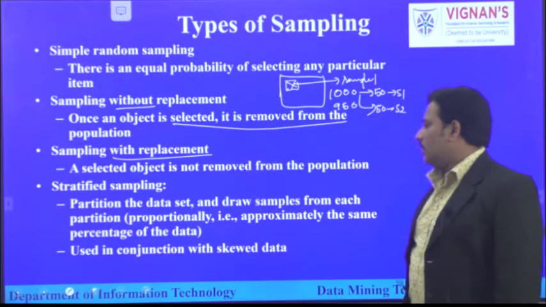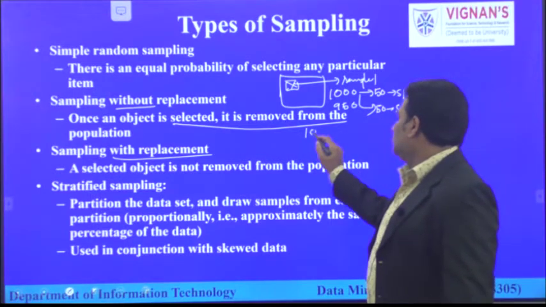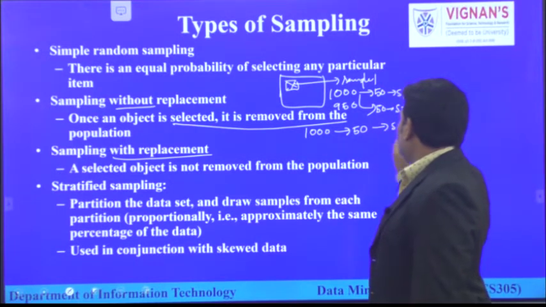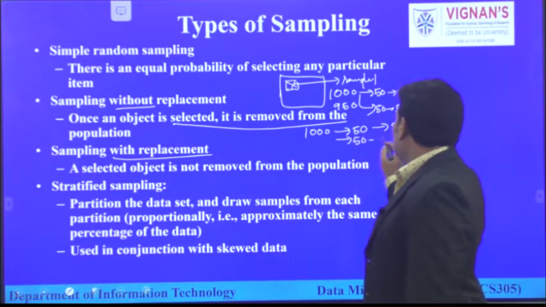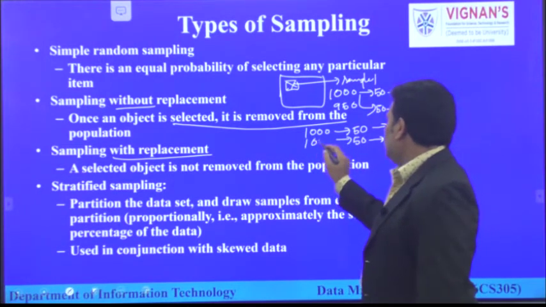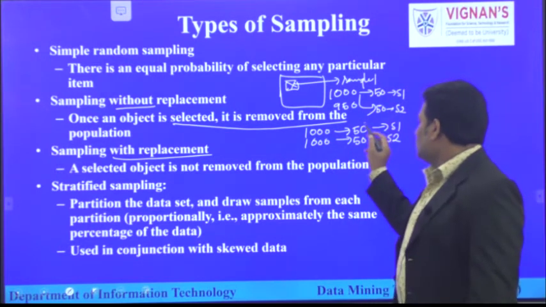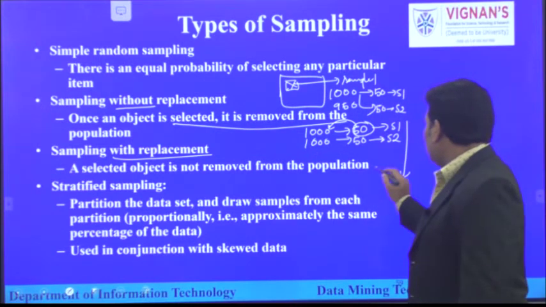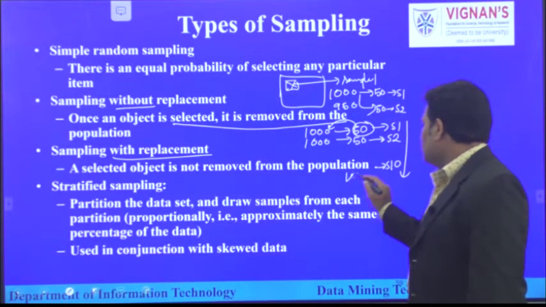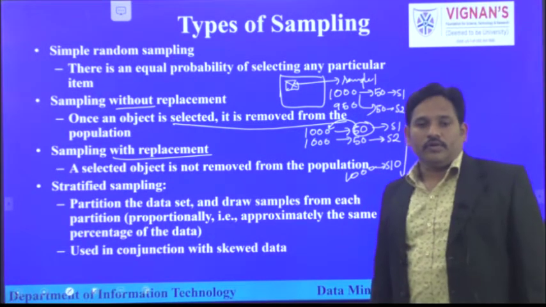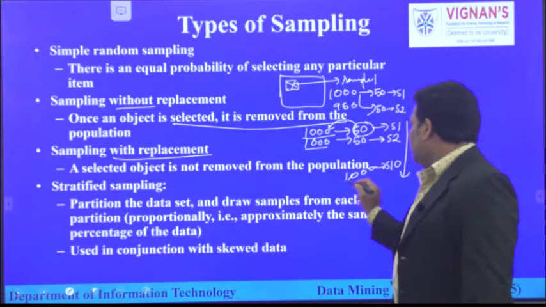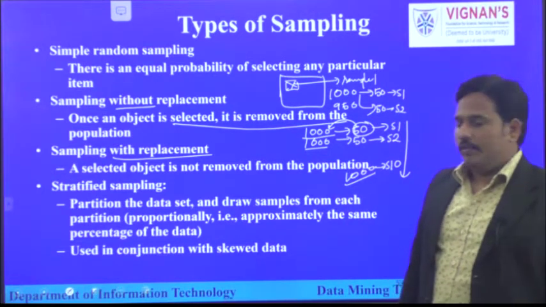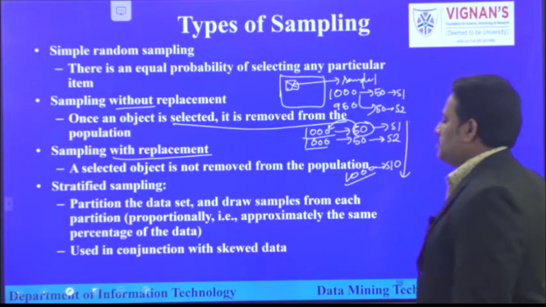A selected object is not removed from the population. That means every time from 1000 records, we want to select 50 samples as S1. In the second iteration also, we will get 50 for sample 2 because again we have 1000, since after using these 50 records, we keep them in the original data set. So even if we repeat this process 10 times, that is 10 sampling rounds, the total data size does not differ. That means in all the 10 samples, the size of the data will be the same. That is sampling with replacement. And the fourth one is stratified sampling.